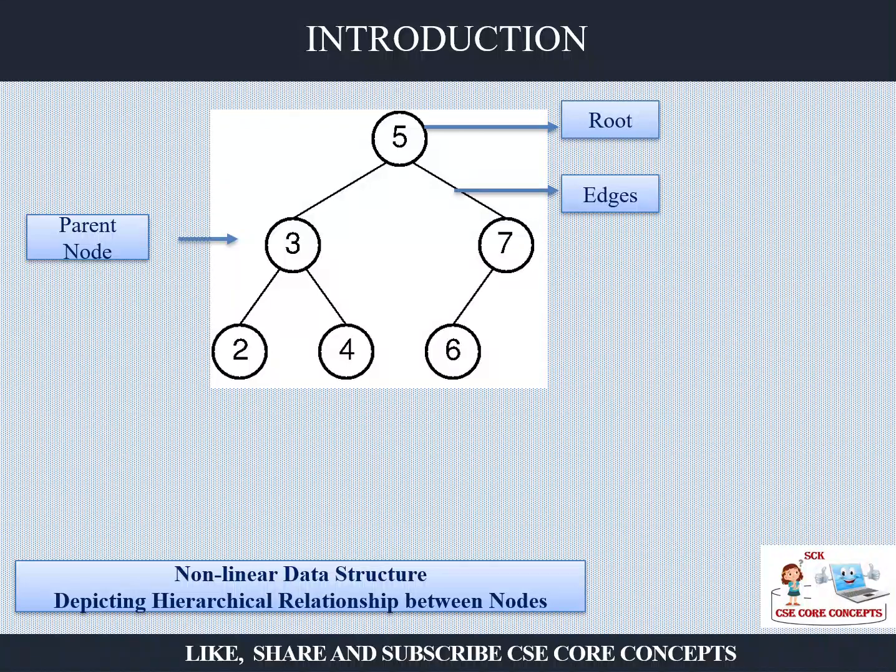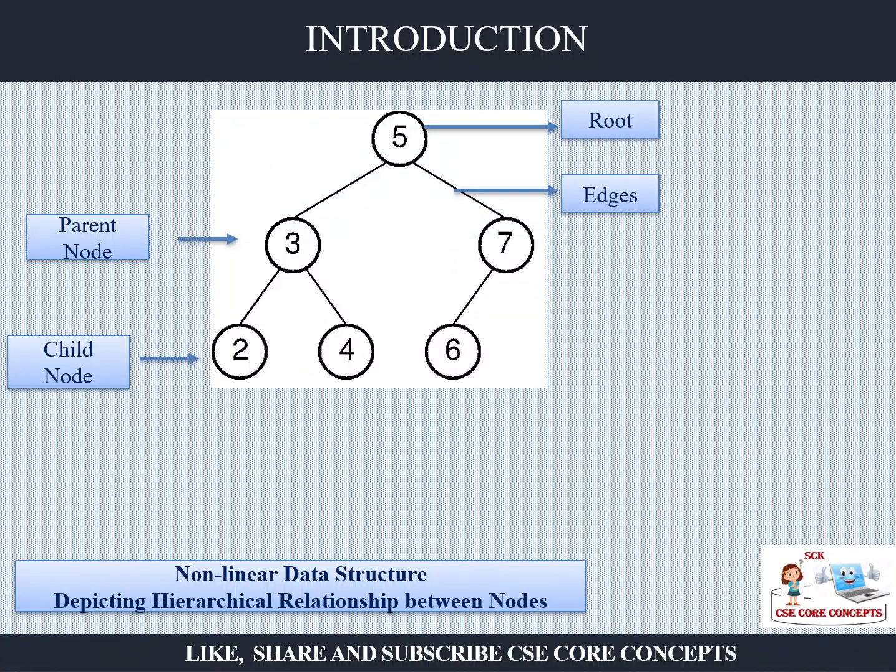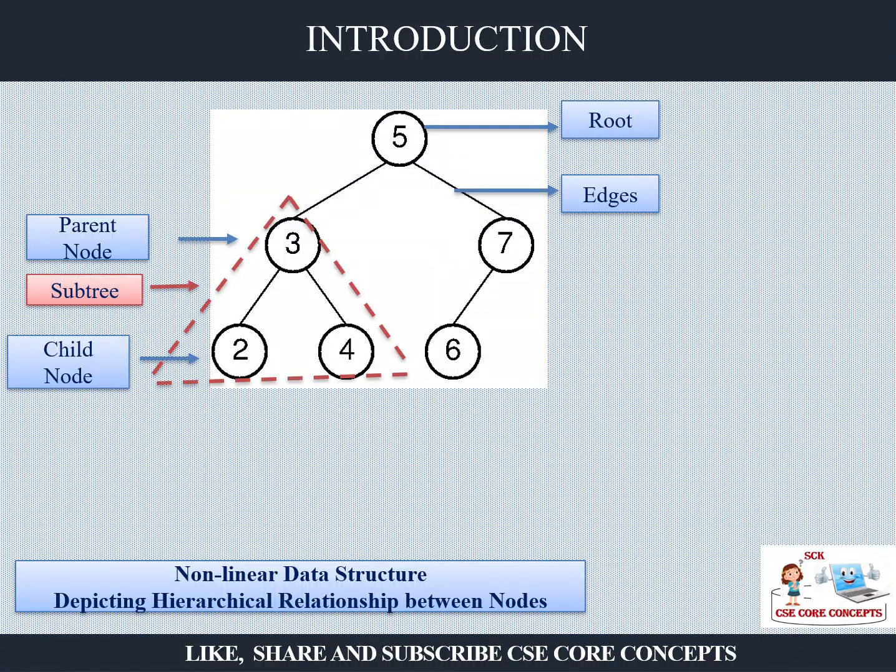Since 3 and 7 have some children, they are called parent nodes. There can be one child, two children, or n number of children. If a node has at least one child, it is called a parent node, and the nodes to whom it is a parent are called child nodes. If you realize, in this complete tree, there is a subtree, that is 3, 2 and 4. That is a part of the tree, and it is again in itself a tree. So that is called a subtree.